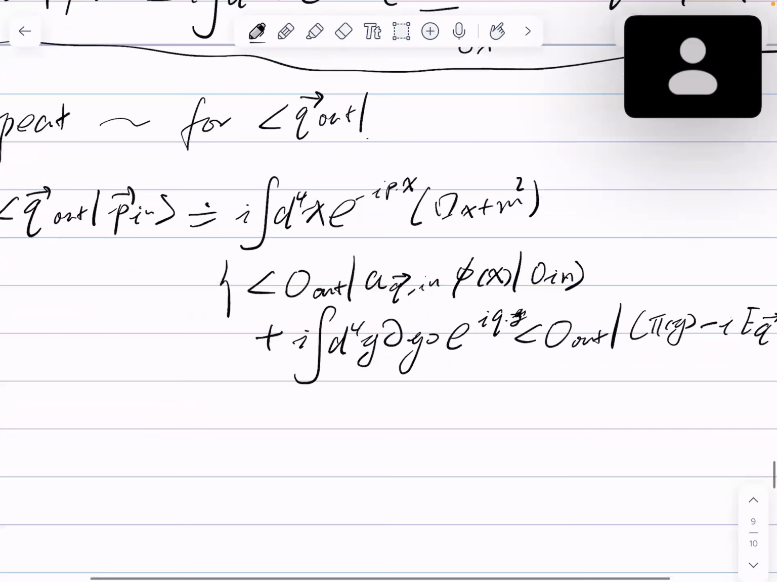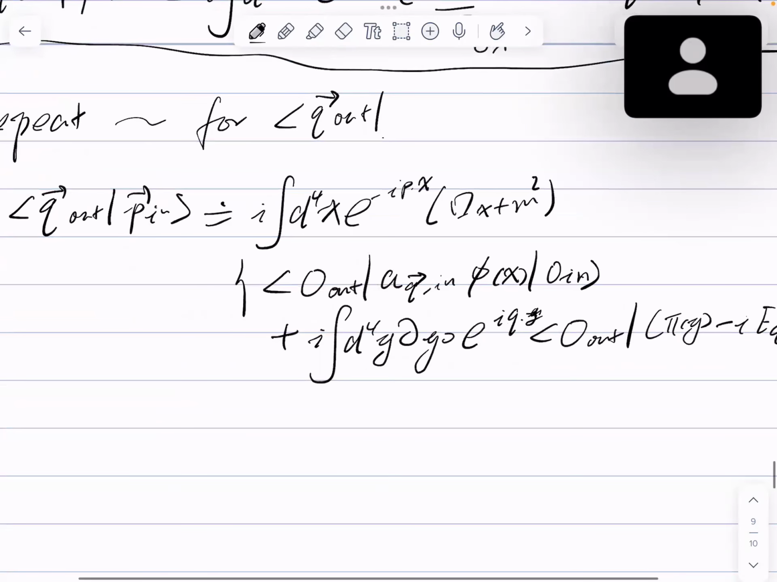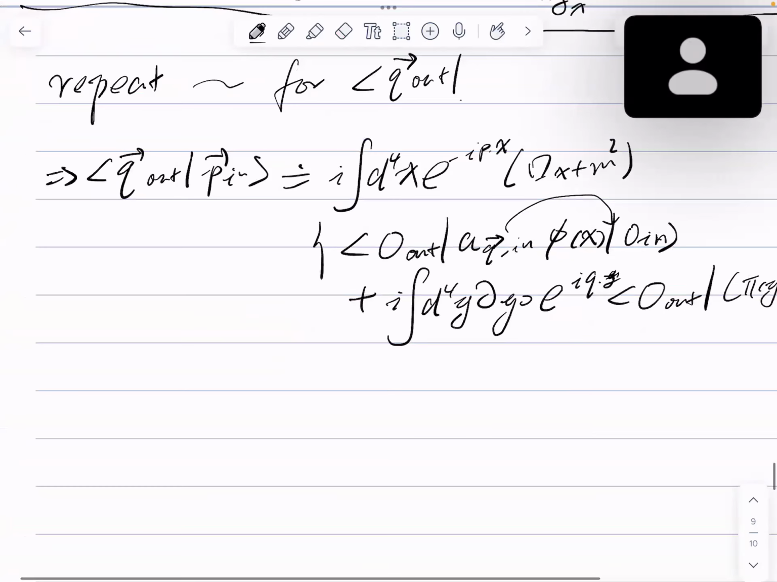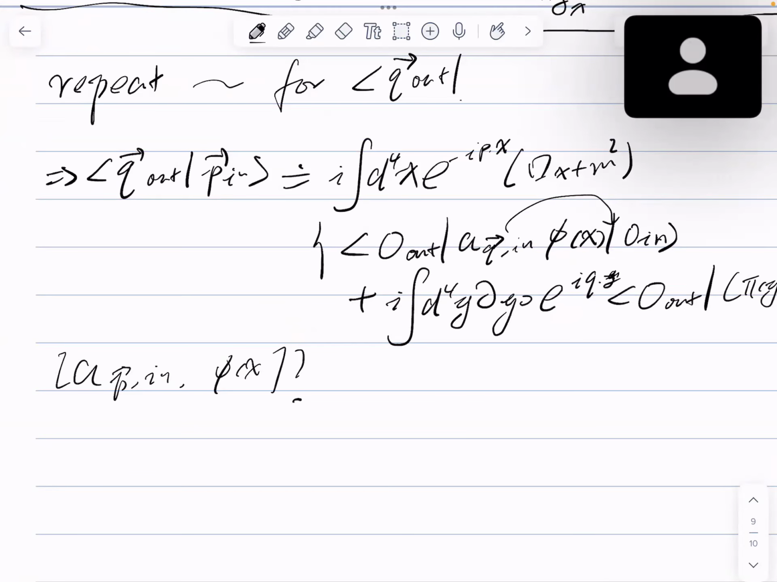Now we encounter a problem, because in the ideal case, if this annihilation operator were located to the right of the phi x, the first term would just vanish. However, it's not the case, and we don't know the commutator relation between these two operators. We don't know this one, so the first term doesn't vanish. How do we deal with such a problem?